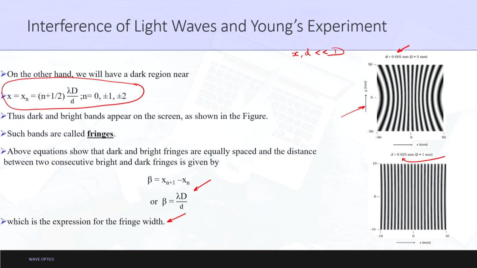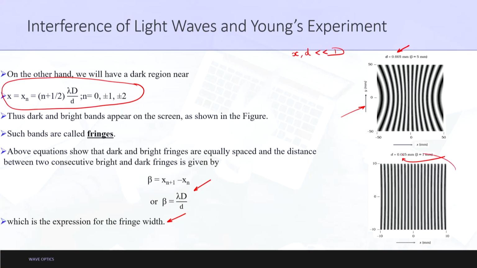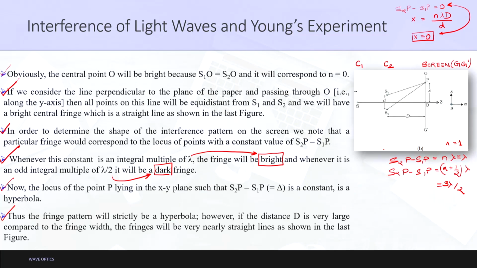Just to remember, interference fringes are always hyperbola only. But if we take a case in which we find that small x and small d are very much less than capital D, then at that point these fringes will be straight lines. This is the final conclusion of this concept here, that the fringe pattern will strictly be a hyperbola.